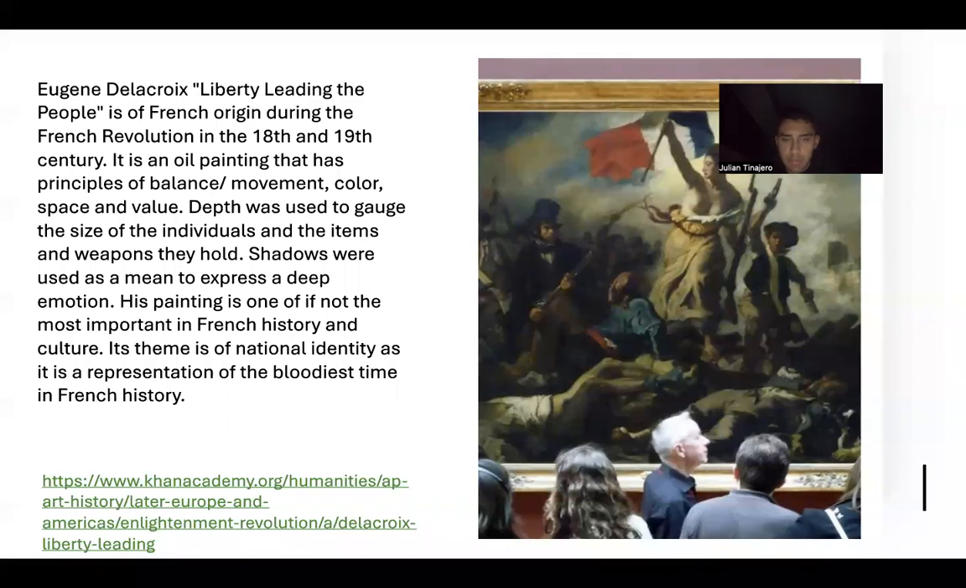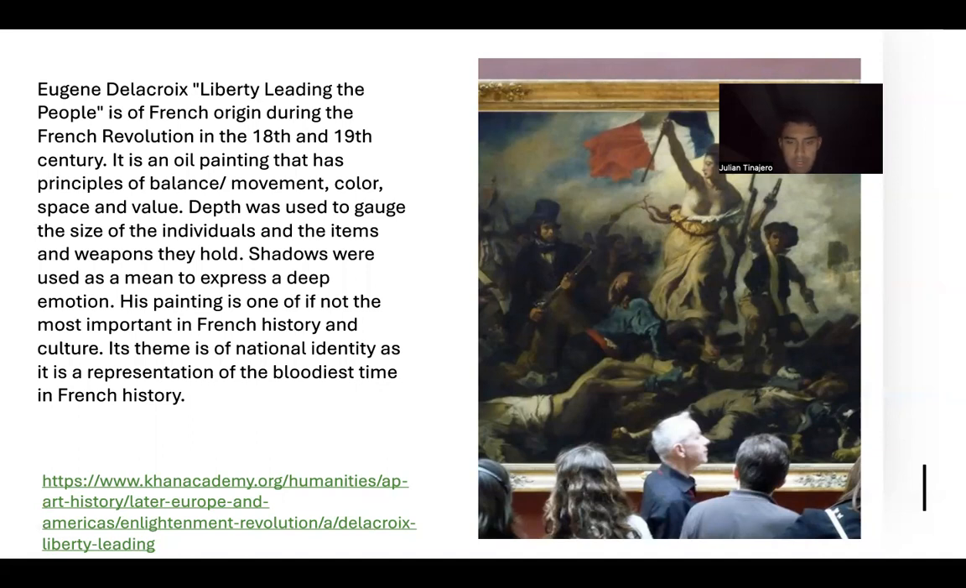Eugene Delacroix's Liberty Leading the People is of French origin, from the French Revolution in the 18th and 19th centuries. It is an oil painting that has principles of design of balance, movement, color, space, and value. Depth was also used to gauge the sizes of each individual person. The sizes are all correct, with each person around the same size. The muskets that they carry, the flag that she's carrying, the bodies laying around. Shadows were also used to portray deep emotion, as you can feel the sense of patriotism, but also the loss of life going on during this time.